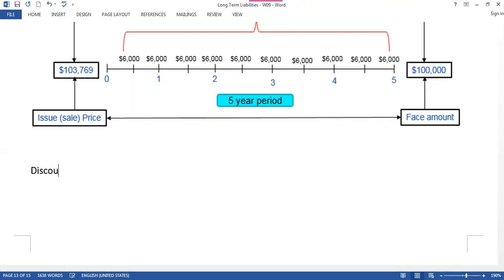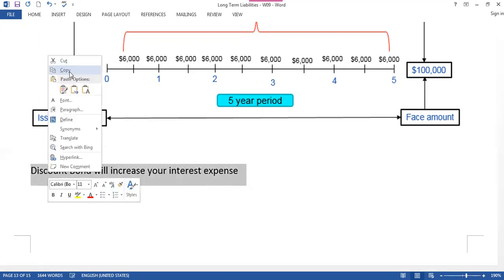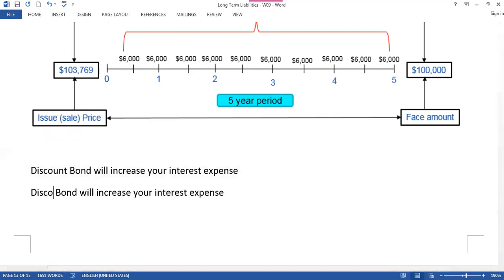discount bond will increase your interest expense because you have to pay some additional money. But premium bond will decrease your interest expense. But if it is a face amount bond, interest expense is similar. Not increasing, not decreasing. Whatever you promise, you are going to pay it.